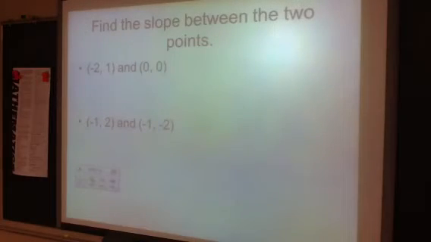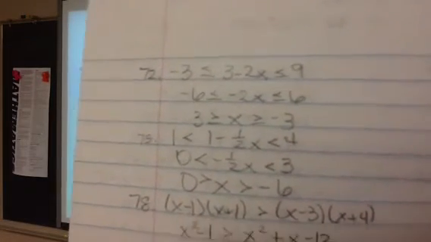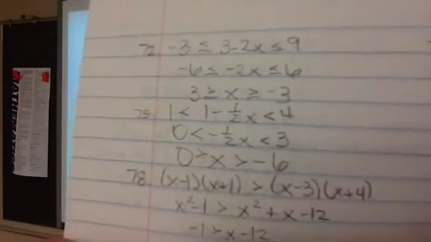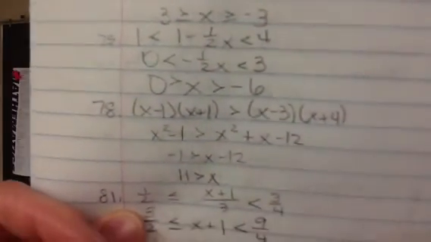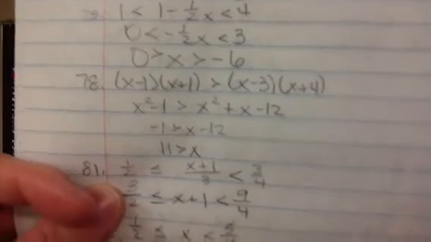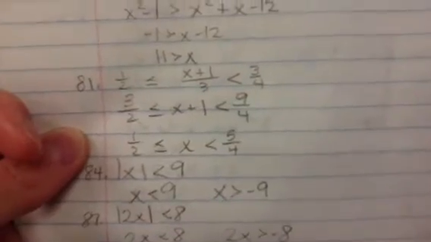For 72, we got x is less than or equal to 3, and x is greater than or equal to negative 3, and you could write it as one big one. 75, x is less than 0, and x is less than negative 6. You could also write that as a big one. 78, x is less than 11. 81, a half is less than x, which is less than 5/4, and that half is less than or equal to x. 84, x is less than 9, and x is greater than negative 9.